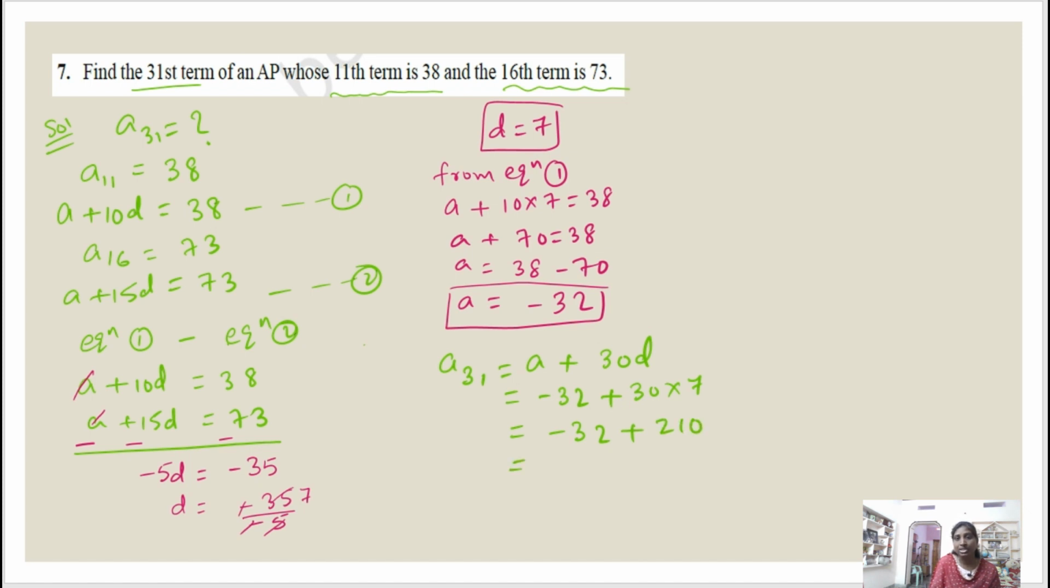So here minus 32 plus 210 means how much? 210 minus 32. Subtract here 8, here 0. Then 10 minus 3 is 7. Here we will get 1, 178. So the 31st term is 178. Clear? I hope it is clear to all of you. Now let's move to the next question.